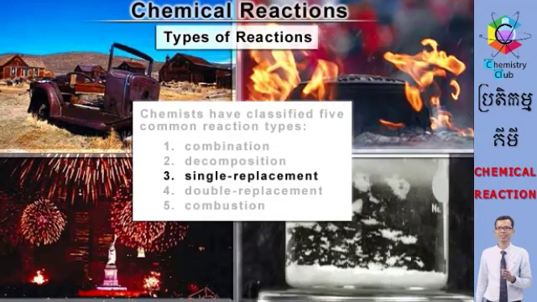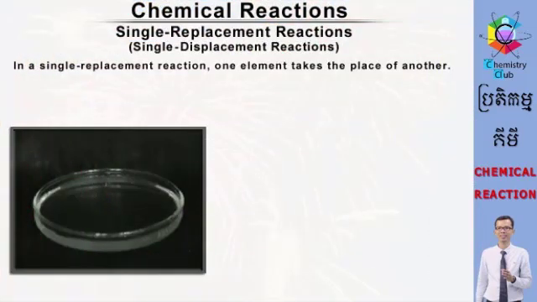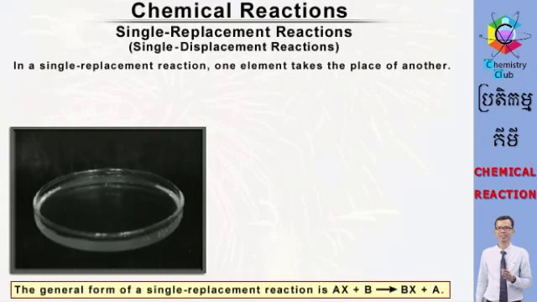A third kind of chemical reaction is called a single replacement reaction. These reactions are also known as single displacement reactions. In a single replacement reaction, one element takes the place of another element in a compound. Single replacement reactions have the general form AX plus B yields BX plus A.